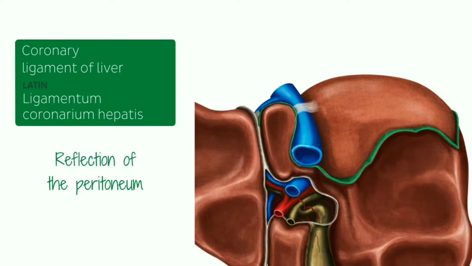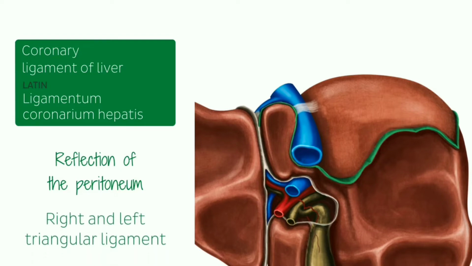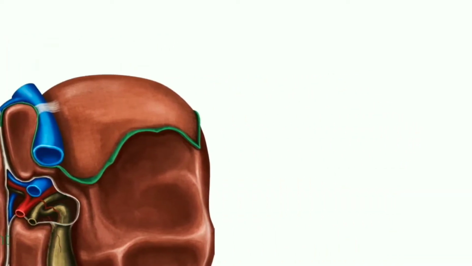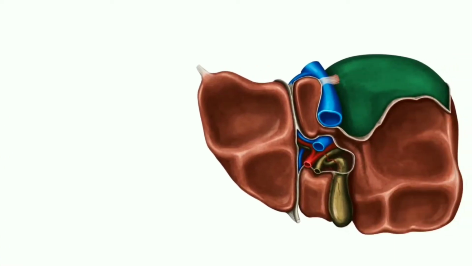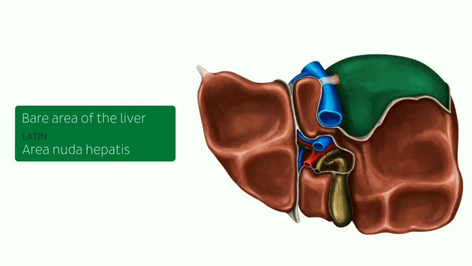It has two portions, an anterior portion and a posterior portion. On the right and left side, it continues as the right and left triangular ligament through the convergence of the anterior and posterior portions. The area between the anterior and posterior part of the coronary ligament is called the bare area of the liver. This portion of the diaphragmatic surface of the liver is firmly attached to the inferior surface of the diaphragm by the coronary ligament.